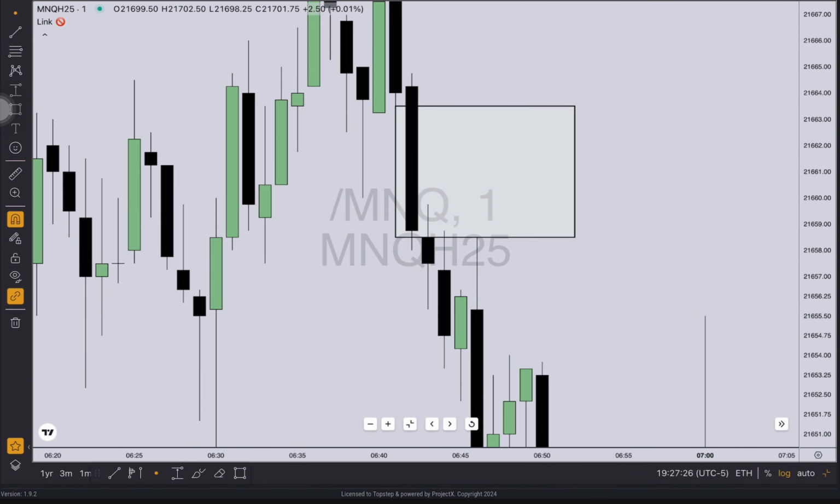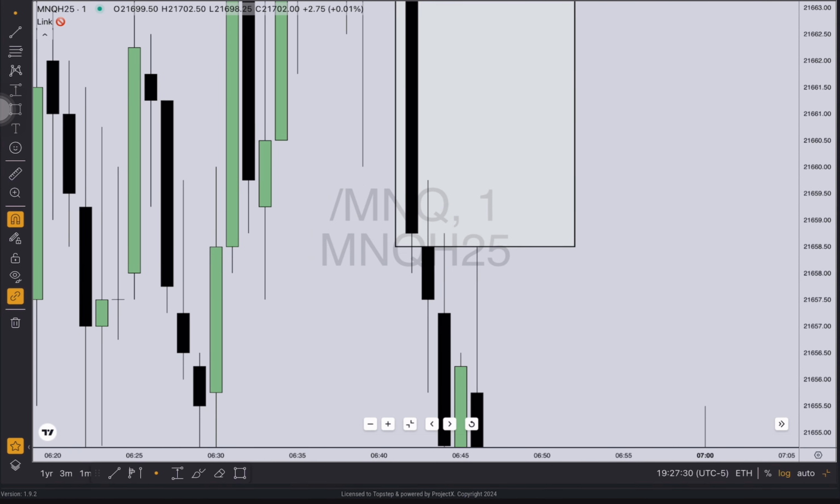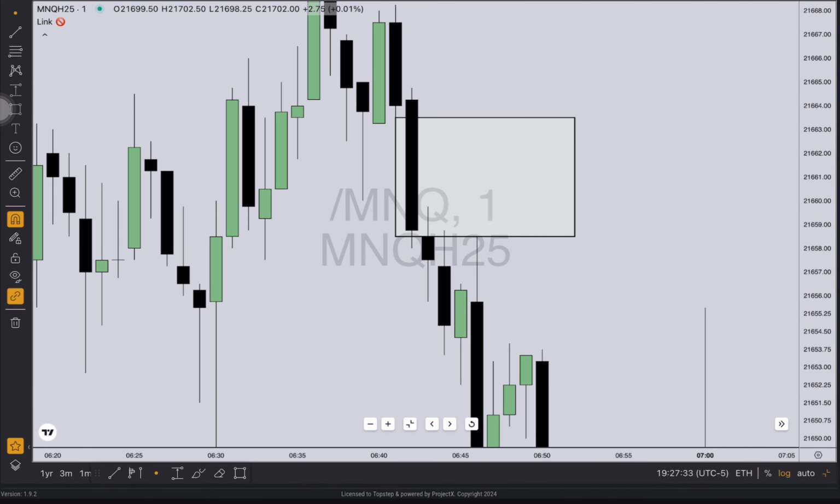So now, and by the way, this is a beautiful example. This is such a beautiful example. Look at this wick. I didn't cherry pick this, I just picked this randomly. Look at this wick.